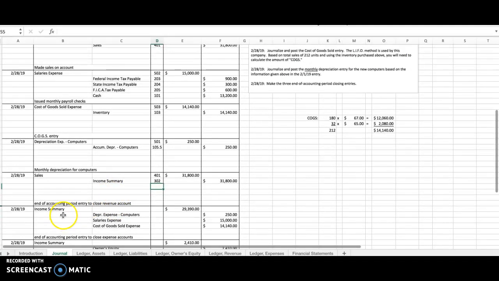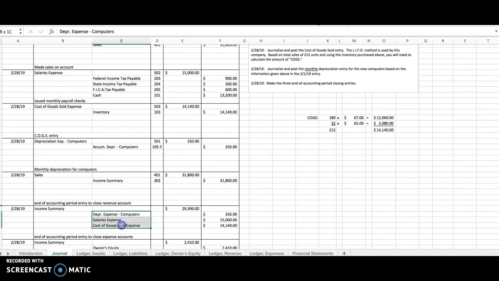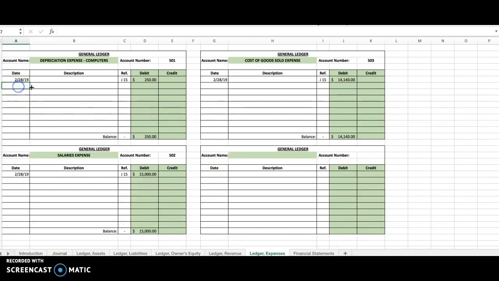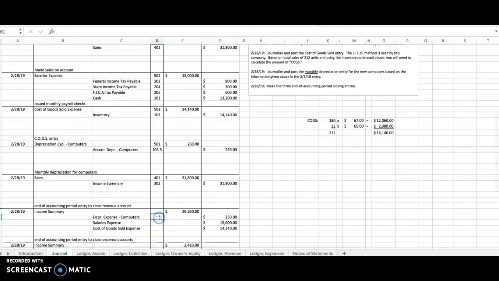Second entry is an entry that closes the 3 expense accounts. So let's do the credits first. Let's go to the expense accounts. It says depreciation expense computers, $250. Where did we get that? Well, we got it from this account, depreciation expense computers. Let's put this in. Post that entry. And that was a credit back in the journal of $250. So when I do that, my balance is now 0. So I have closed that account. I've made it 0. And this is account 501. Back in the journal, 501.